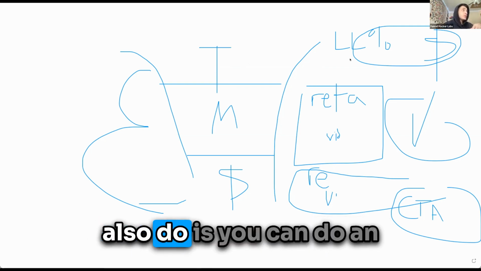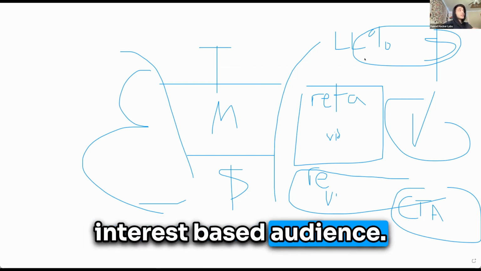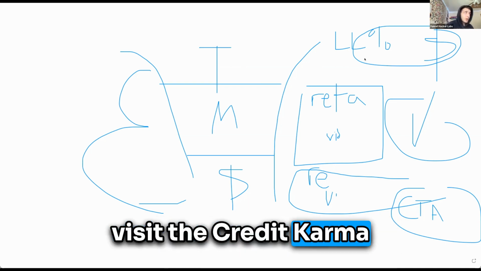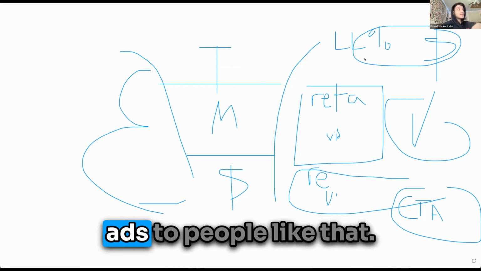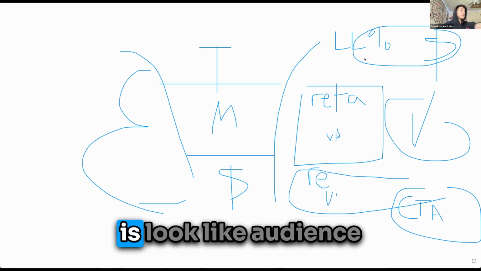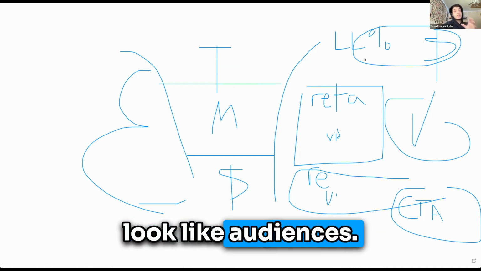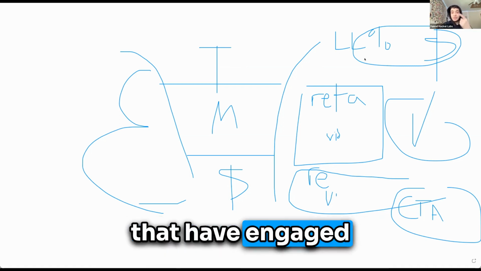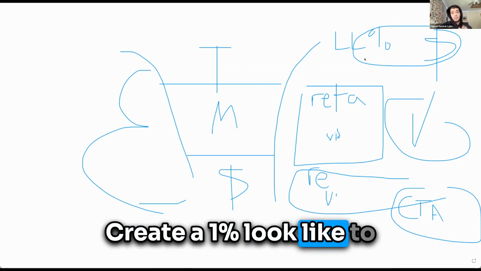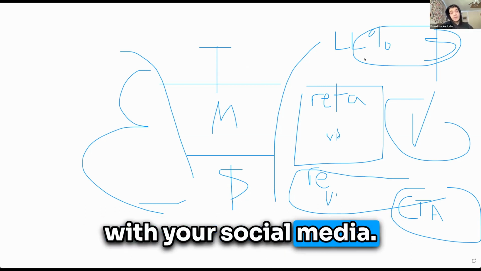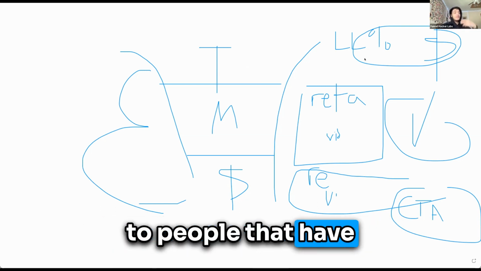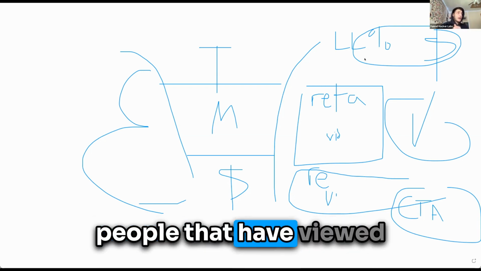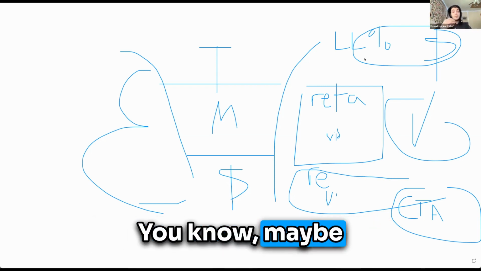Although you could also do an interest-based audience, maybe people that have seen or visited Credit Karma, or something like that. You could send out ads to people like that. What I really recommend is a lookalike audience. And you can do one of three things. You can create a 1% lookalike of people that have engaged with your social media, people that have visited your website, or people that have viewed any of your content, maybe messaged you.